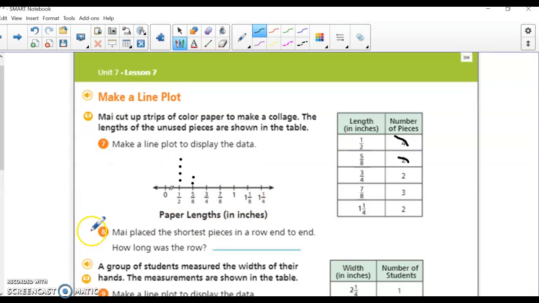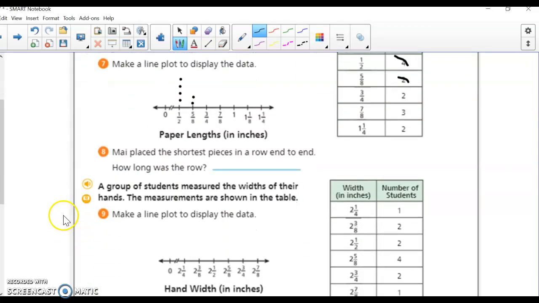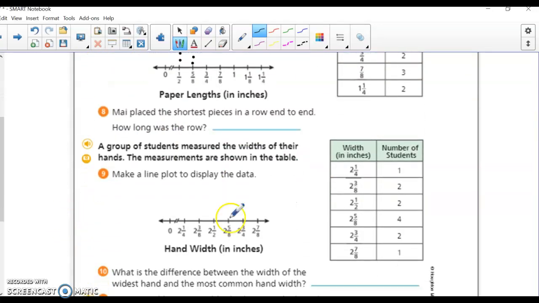Okay, and then answer this question. I place the shortest pieces in a row end to end. How long was the row? Well, your shortest piece is going to be 1/2, but you have 4 of them. So if you put 4 1/2 inch pieces in a row, how long does that now become? Okay, so an addition problem for you there. And then we're going to plot this data.